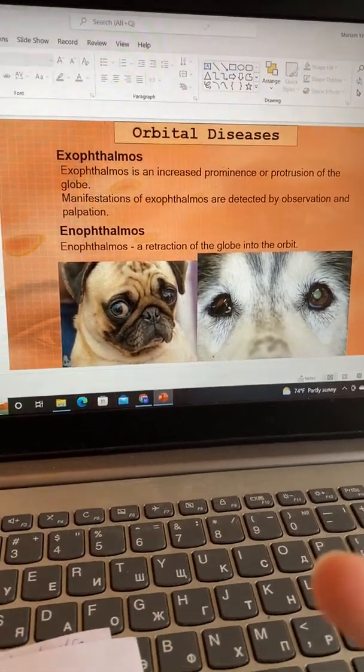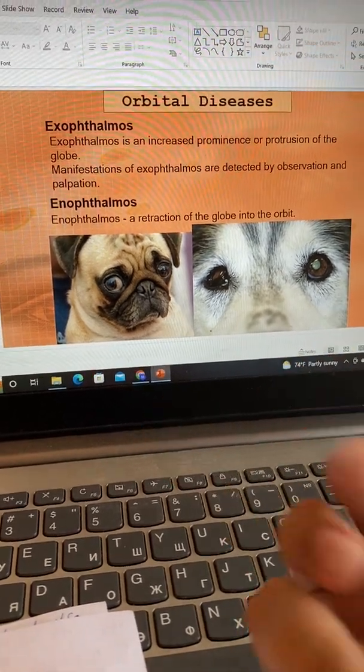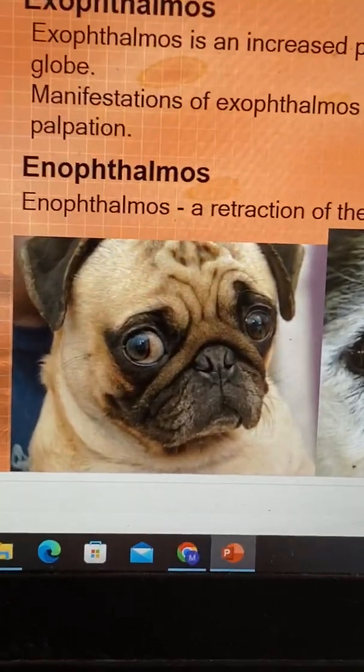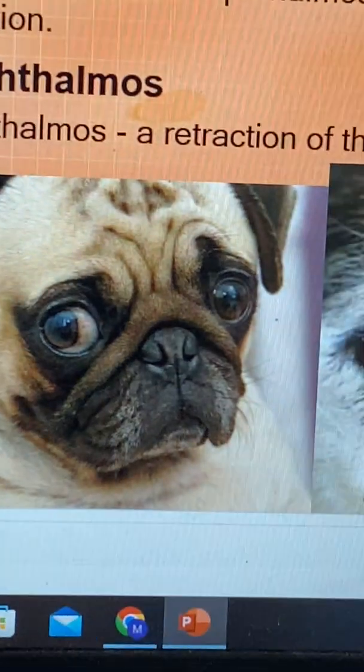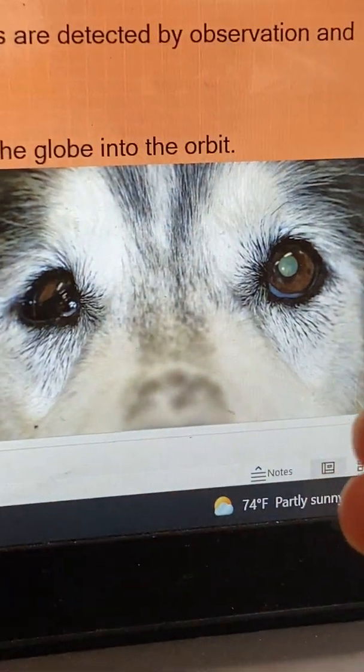So there are two types of orbital diseases: congenital, so what an animal's born with, and acquired. So we'll go through the congenital first. So you have exophthalmos. Exophthalmos is where the globe protrudes. You can see it's coming out. Whereas in enophthalmos, the globe basically retracts into the orbit.